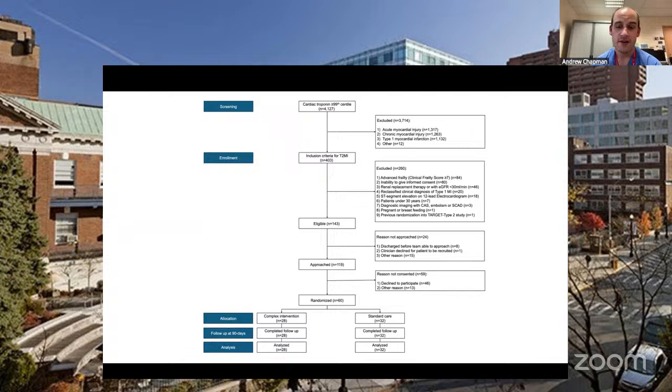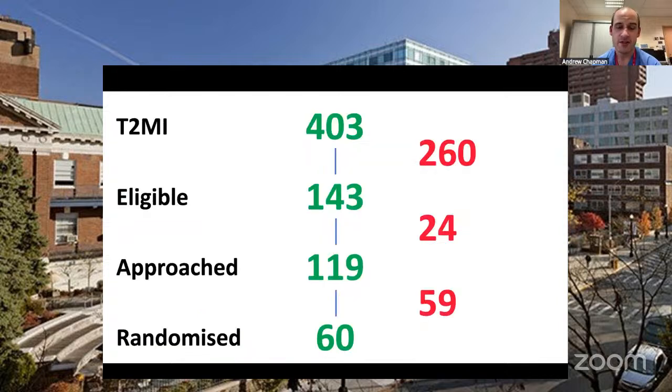So this is a very busy illustration, but really what I want to highlight is that we identified 403 patients with type 2 myocardial infarction. There were a number of exclusion criteria, the most common being advanced frailty, which was the majority of exclusions. That was essentially people who were dependent. We also excluded those patients who were unwell and unable to consent, those with a GFR of less than 30, those who were pregnant or breastfeeding, and those who were aged under 30.